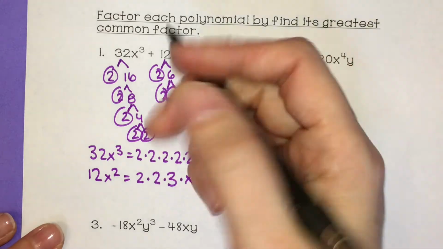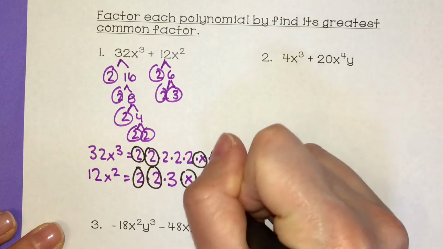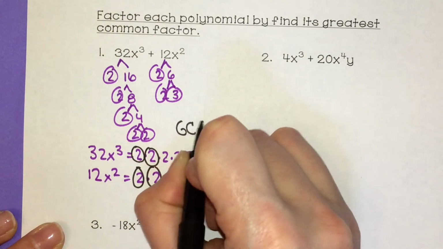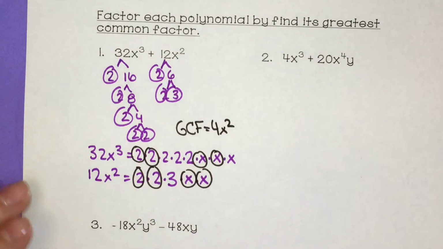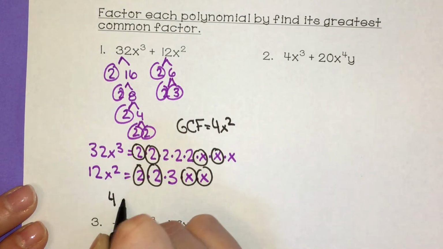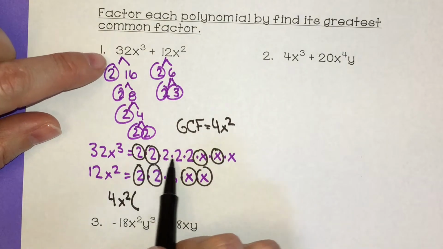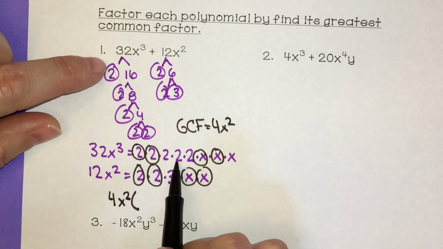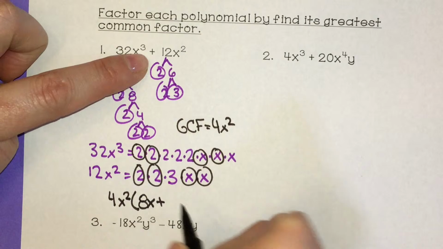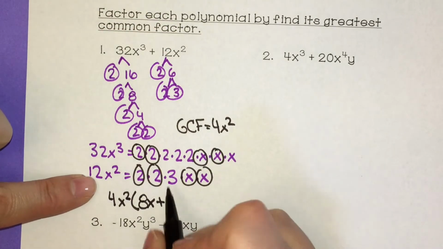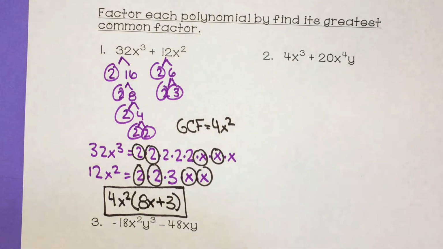So our greatest common factor, we have a 2 in each, we have another 2, we have an x, and another x. So greatest common factor is 2 times 2 is 4, x times x is x squared. So that means I'm going to factor out 4x squared, and I'm going to be left with, in the first term, 2 times 2, which is 4. 4 times 2 is 8, multiplied by x, plus, to see what's left in 12x squared, just a 3. Okay, so that's our answer.